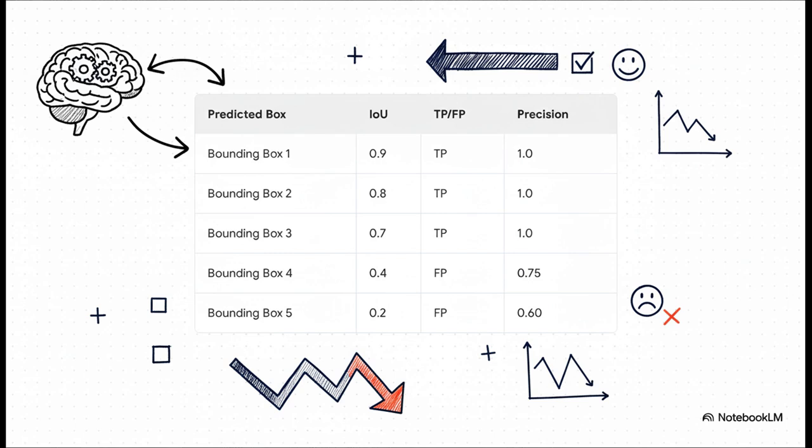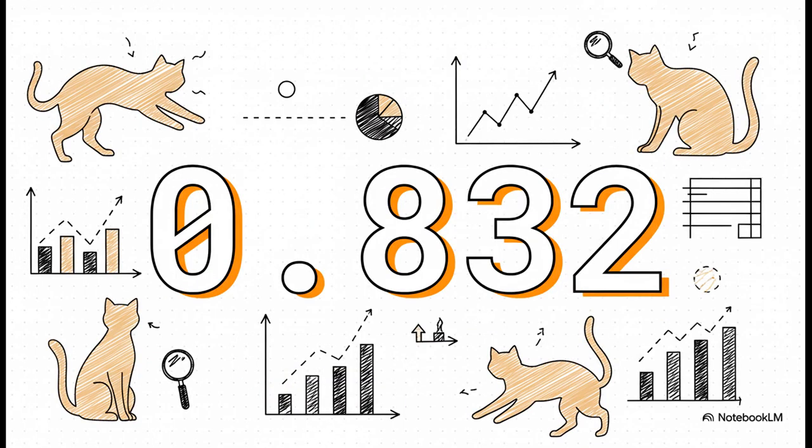But then we hit our first false positive at box number 4. Now our precision drops to 75%. That's 3 true positives out of 4 total guesses. And after the 5th box, it drops again, down to 60%. So to get that final grade for the cat class, we calculate what's called average precision, or AP. We do this by taking the average of the precision value each time we find a new true positive. In our little example, that means we average the precision scores from box 1, box 2, and box 3. Since they were all 1.0, the average is, well, 1.0. This gives us one solid number that tells us how well our model did at finding cats.